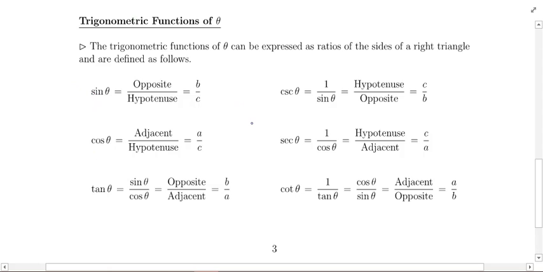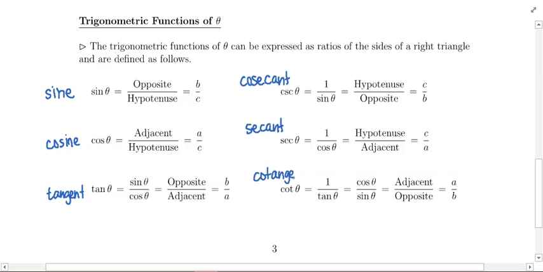They're abbreviated. This first one is sine. The next one is cosine. The next one is tangent. And then on the right side over here, CSC, this is cosecant. And then SEC is secant. And then the last one, which is cot, that is cotangent. These are the 6 trigonometric functions. Again, the foundation of trig.